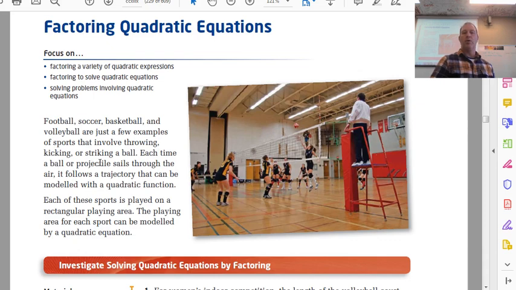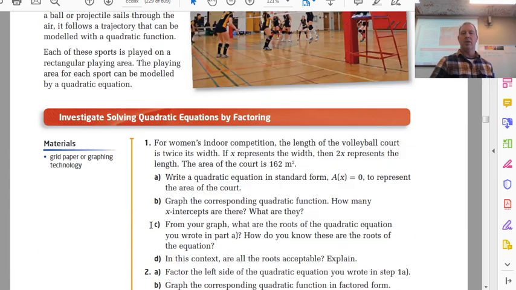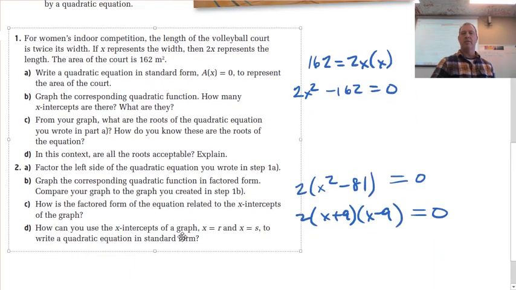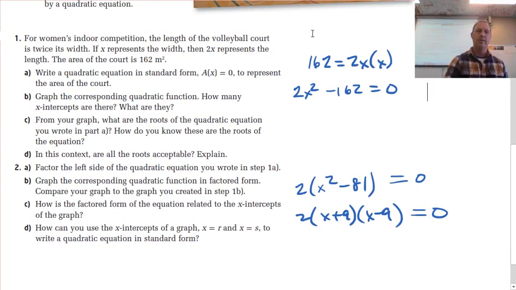Each time a ball or a projectile sails through the air, it follows a trajectory that can be modeled with a quadratic function. Each of these sports is also played on a rectangular playing area. The playing area for each sport can be modeled by a quadratic equation. So we're going to do this little first part here again, and I've done some of the work off to the side already, so you can look at this and follow along.